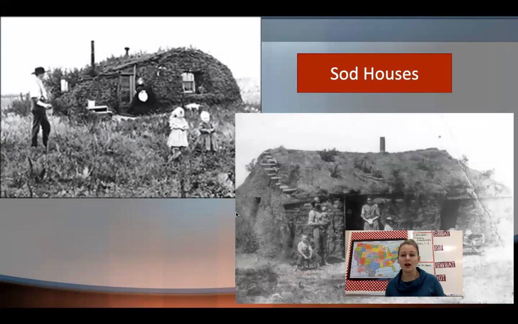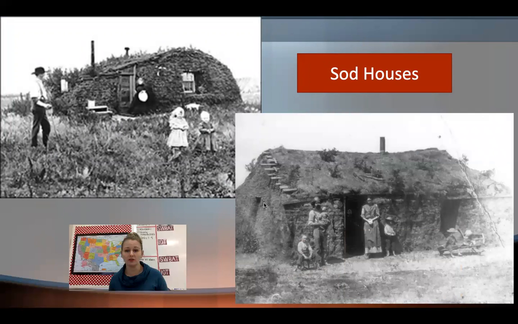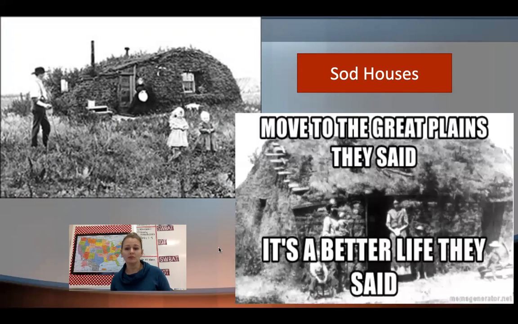And then those sod houses that I talked about, this is what the houses look like. You can see they literally have stuff growing on their house. It's made out of just what was available in the area. And because there weren't a lot of trees, you couldn't just build these homes out of wood like a lot of houses would be doing.